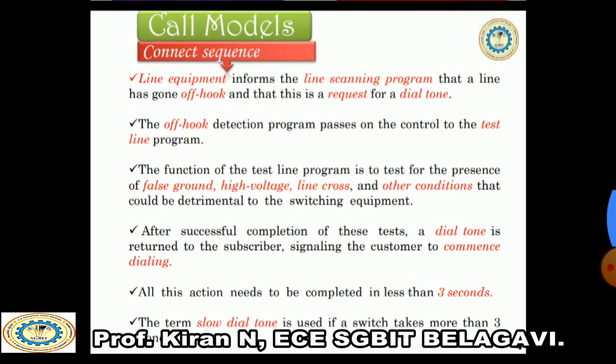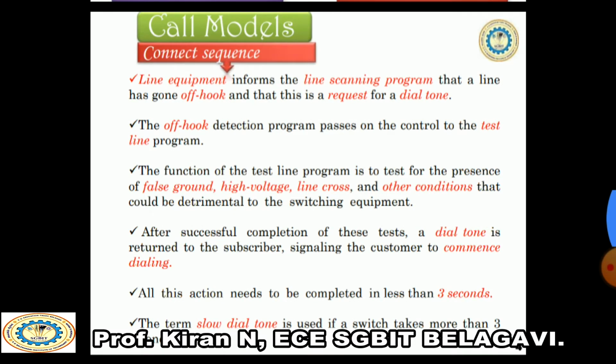Now once these three activities are performed, all three will return a signal to the subscriber, like, now you can dial the number. Once subscriber A performs these three tasks, he starts dialing the number. Remember, all these actions are to be performed within 3 seconds.